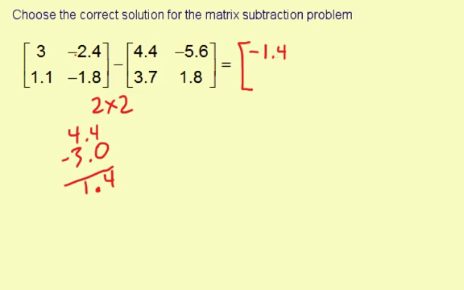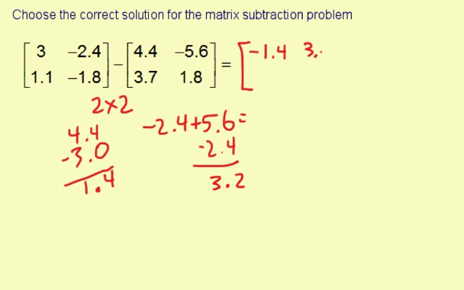The next entry, negative 2.4 minus negative 5.6. That's the same thing as negative 2.4 plus 5.6. To do this problem, you can just subtract the 2.4 from the 5.6 here. You get 2, and then a point, and then 3. So your next entry is going to be 3.2. And there's the ending bracket for the matrix.